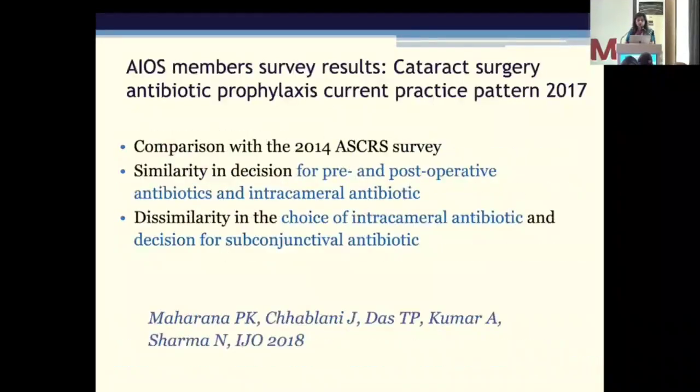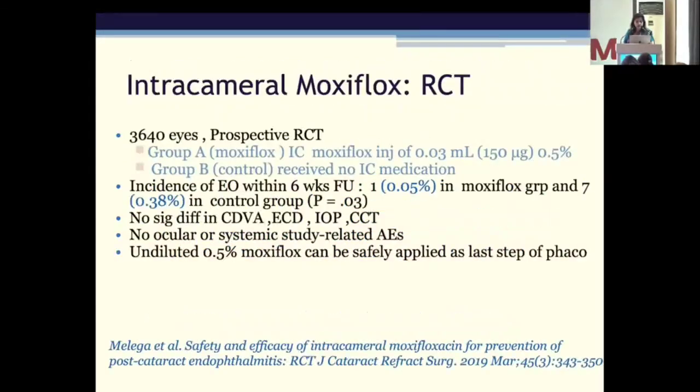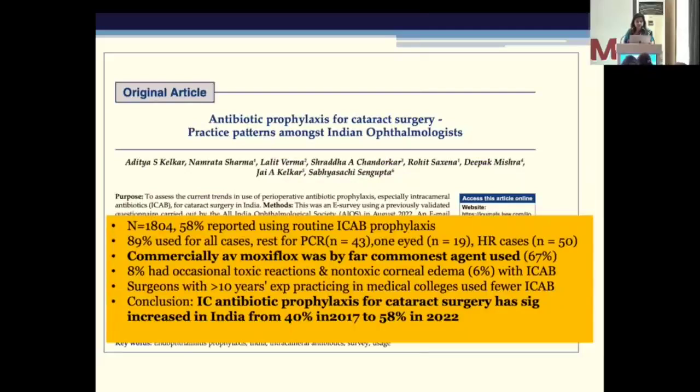that there were people who were using subconj antibiotics in our part of the world, in the various parts of the country, as opposed to the ASCRS survey where they did not use any subconj antibiotics. And also moxifloxacin was being used more in the ASCRS survey as compared to the AIOS survey. This is the only randomized control trial, but it does not meet statistical significance because the power of the study is low. In 3000 plus eyes, it again did show that endophthalmitis decreases after intracameral moxifloxacin.